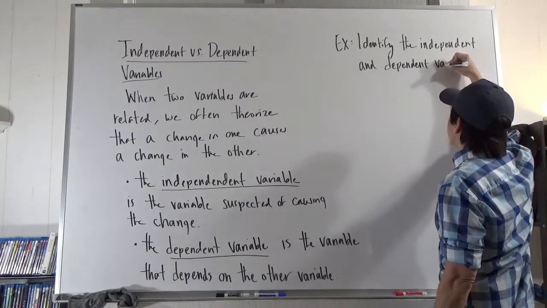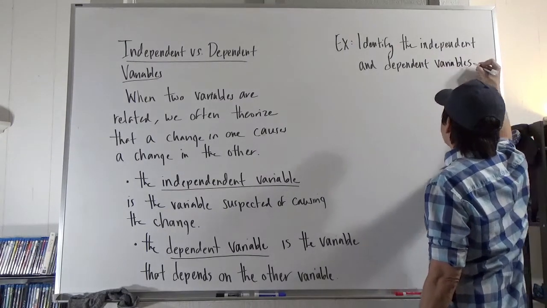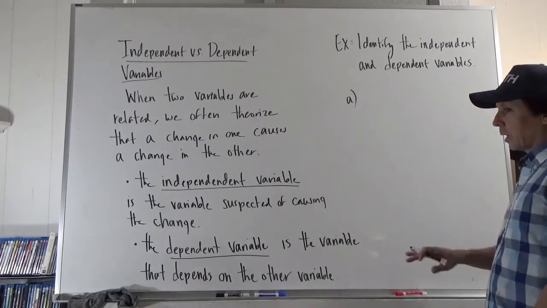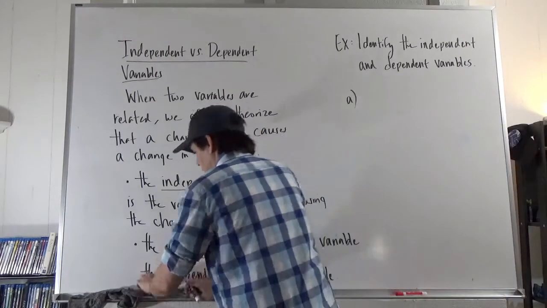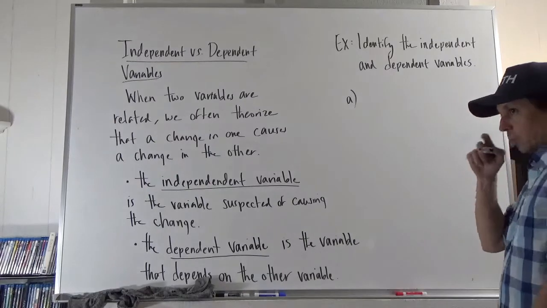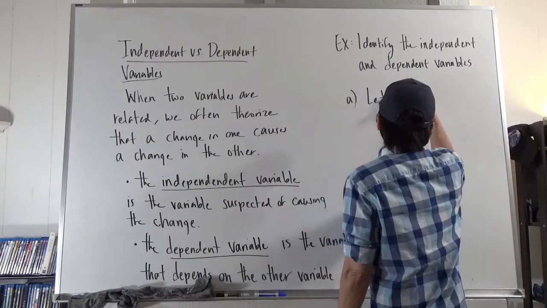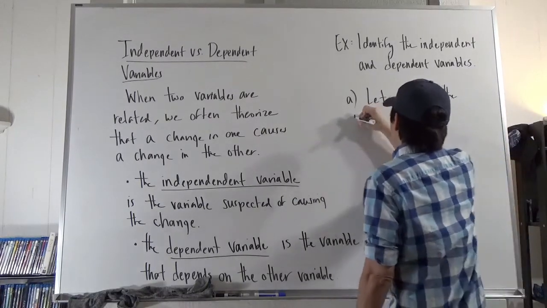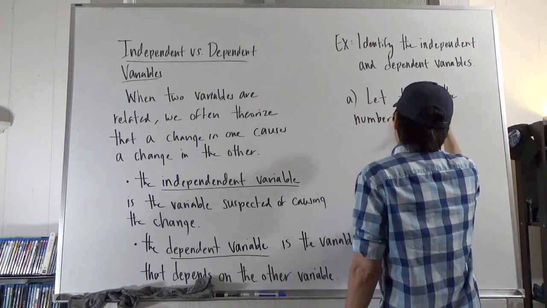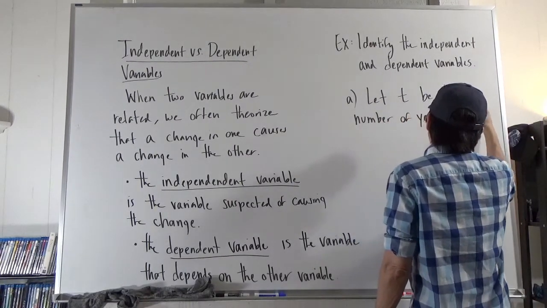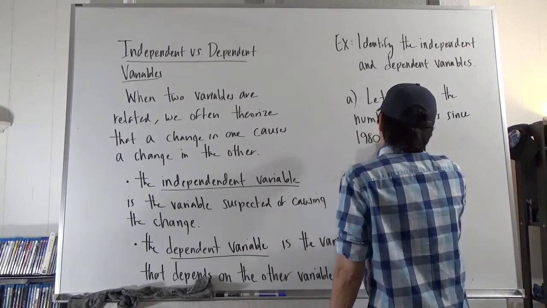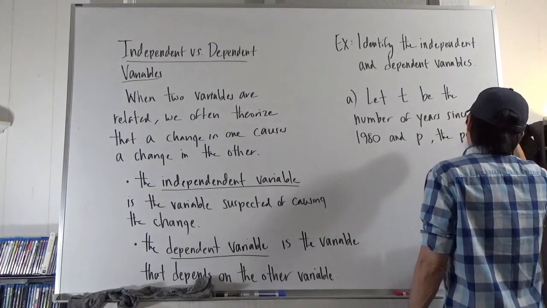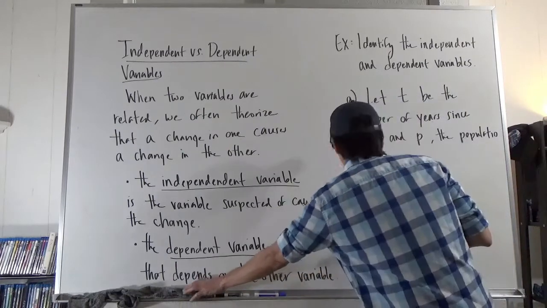Identify the independent and dependent variables in the given scenario. And I'll give you a description, and I'll introduce actual letters, not X and Y. We're going to get away from that and start getting used to seeing other letters to denote it and distinguish between the two. The common one is to let t be time, specifically let t be the number of years since 1980. And P, the population, or the global population, let's say that.